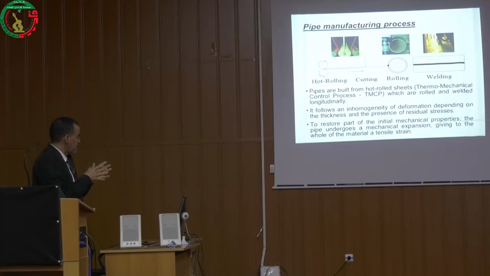This process gives some inhomogeneity of deformation. So to restore part of the initial mechanical properties, the pipe undergoes a mechanical expansion. For this reason, we call this process the UOE: U for the first bending, O for the welding, and E for expansion.